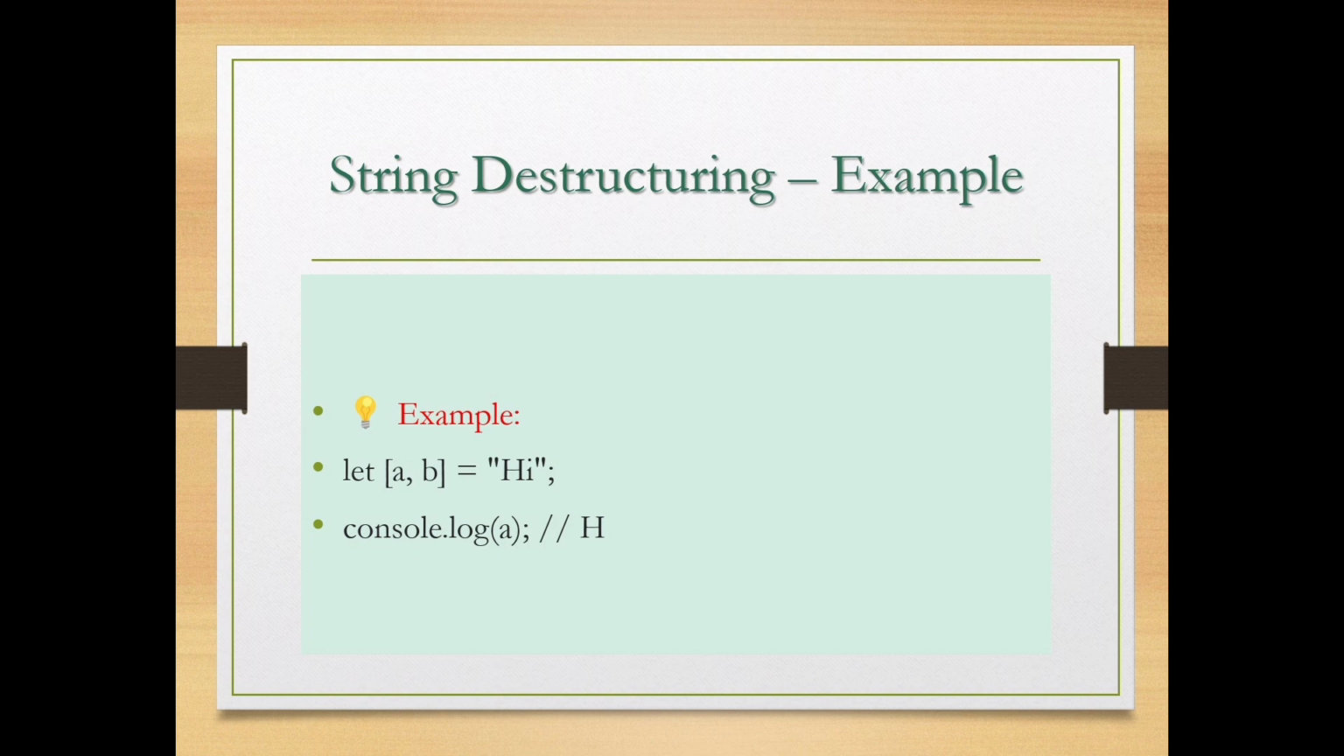Here I am taking two variables, a comma b. For both I am taking only one string, hi. First I am printing a, then it displays h. Next I am displaying b, then it displays i. Why? Because it separates the values and assigns the values of a and b as h comma i. Then we will see its execution.